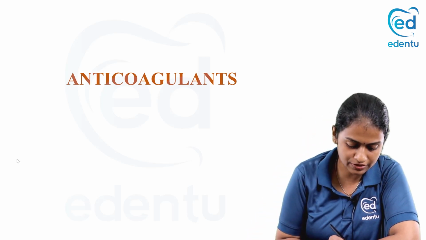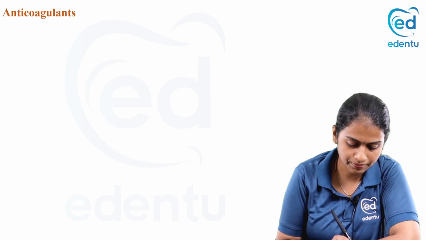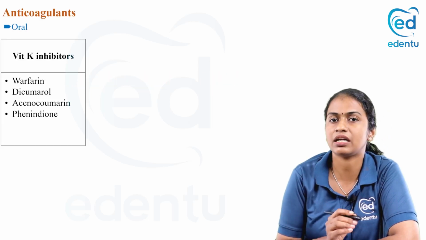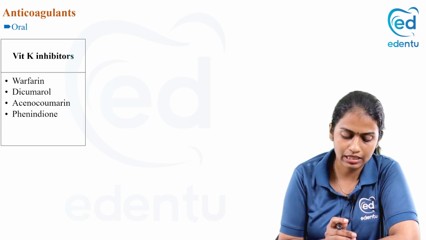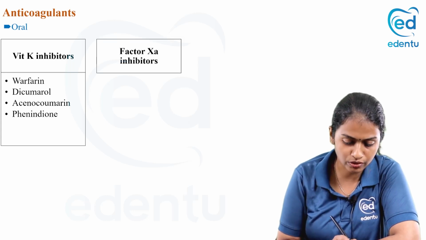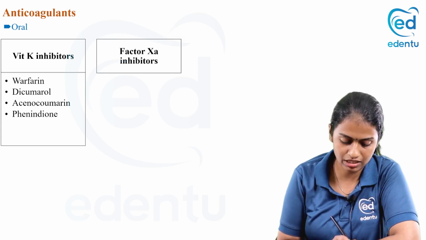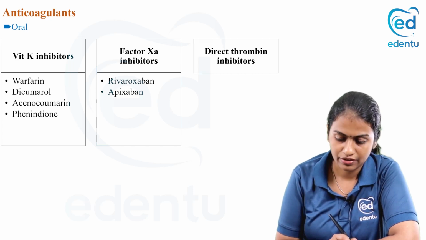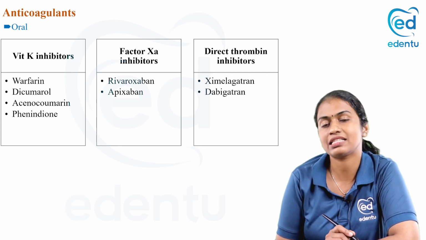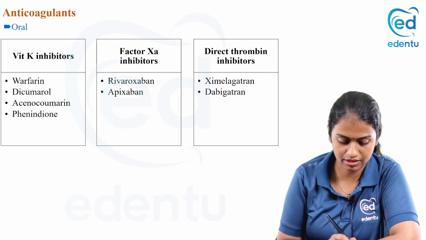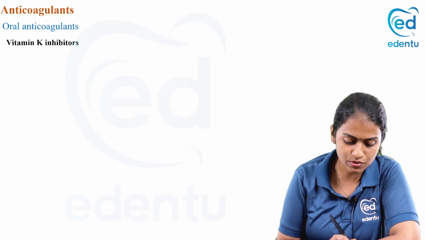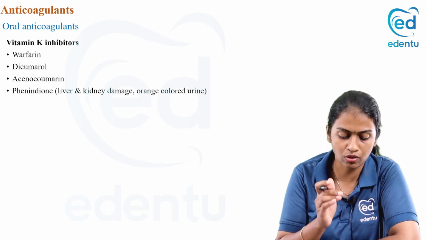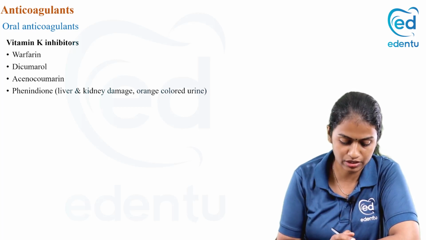So how do we classify oral anticoagulants? We have vitamin K inhibitors, under which come warfarin, dicumarol, phenindione, and factor 10A inhibitors, that is rivaroxaban, apixaban, direct thrombin inhibitors like ximelagatran and dabigatran. Okay. So first we'll see vitamin K inhibitors, which include warfarin, dicumarol, acenocoumarin, phenindione.